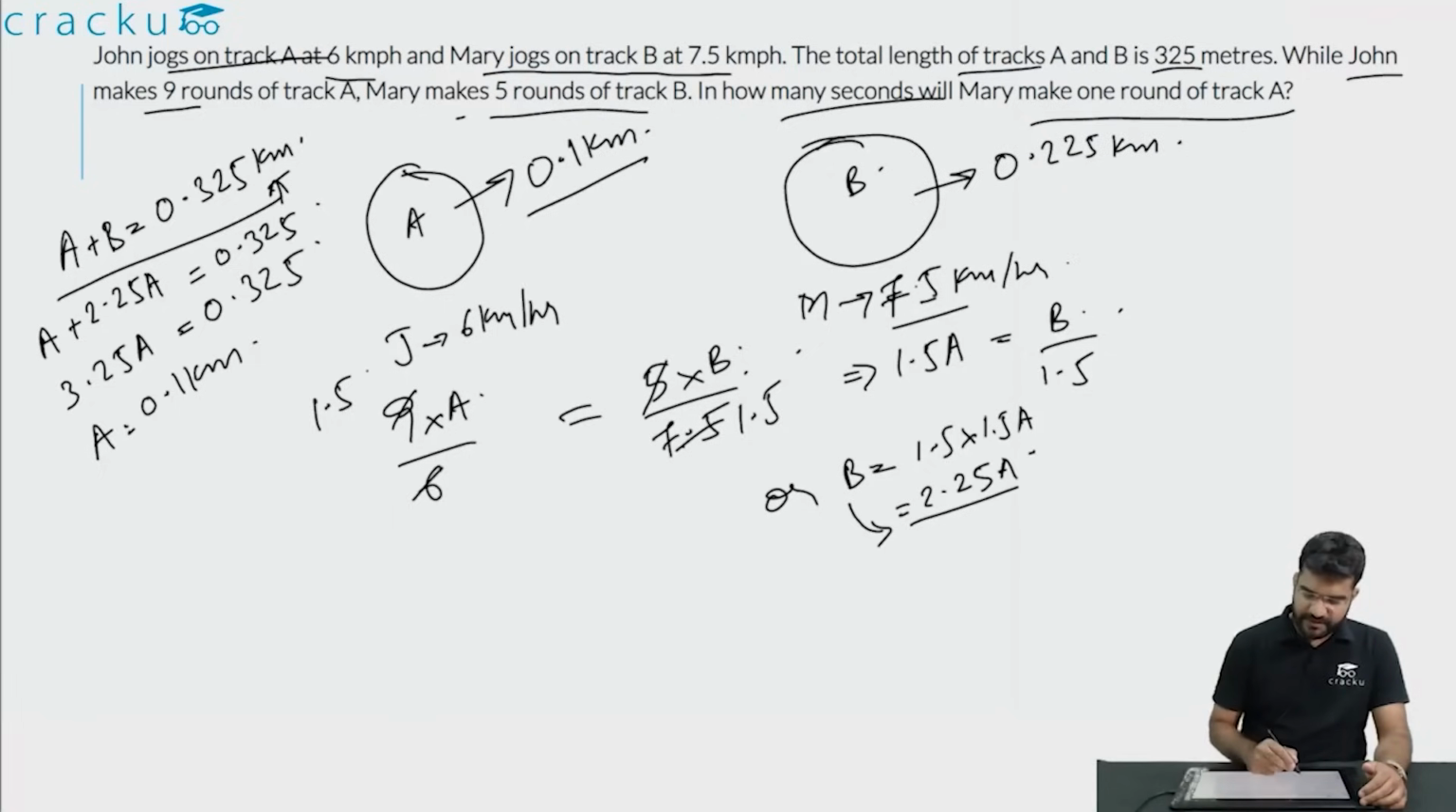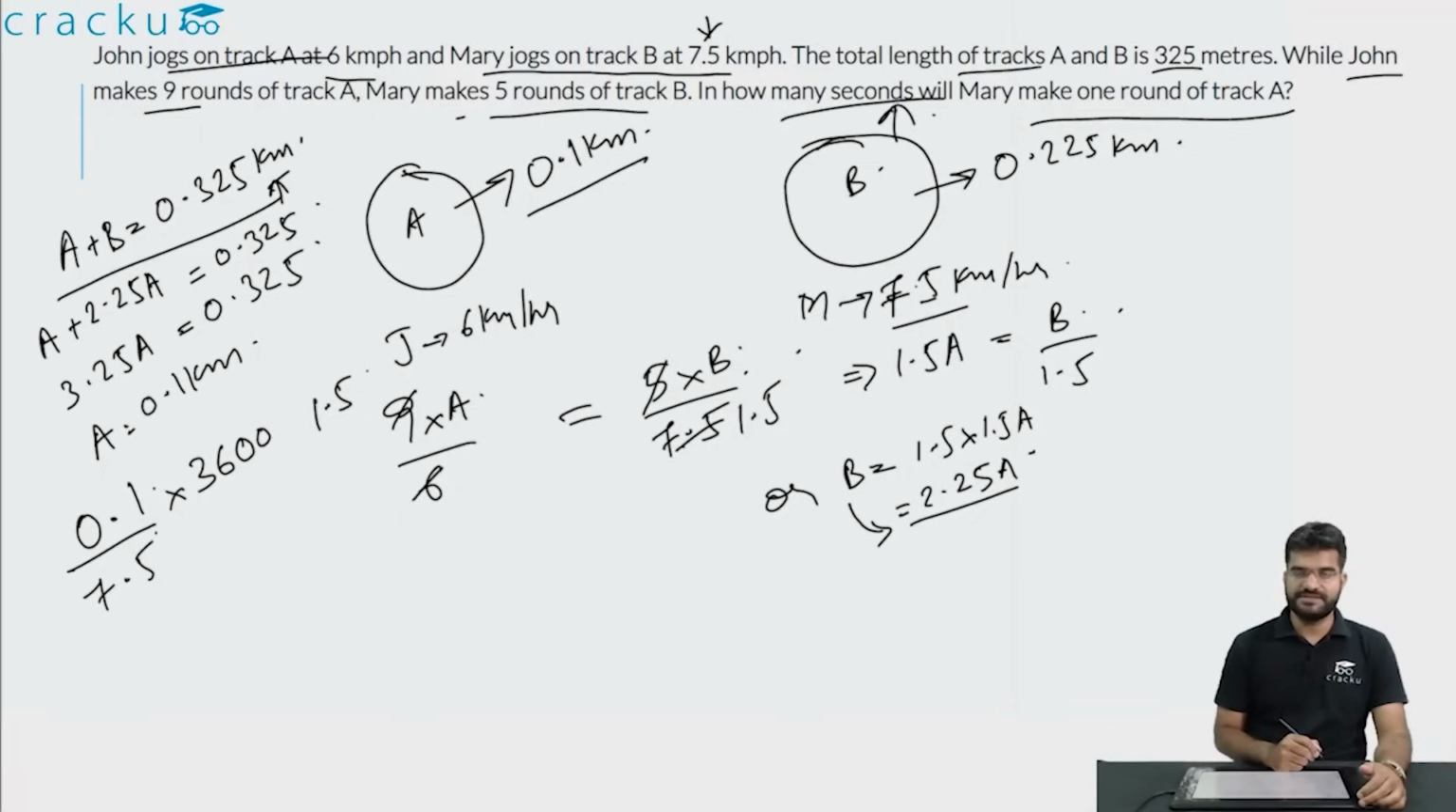Now we are required to find out in how many seconds Mary, who is running at a speed of 7.5 kilometers per hour, will make one round of track A. Again, we will just do distance by speed. The distance that Mary has to cover is 0.1 kilometers by 7.5 kilometers per hour. So she is going to cover one round of this track in these many hours. We want to convert this into seconds because the question asks how many seconds it is. So to convert the number of hours into seconds, we will just multiply it by 3600.